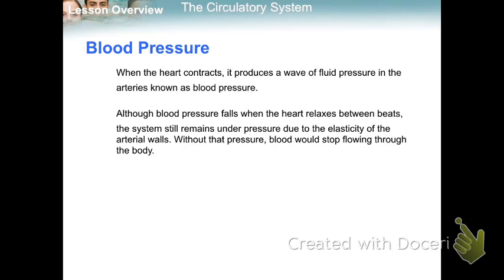As I said before, when the heart contracts, it has a lot of pressure to get that blood all the way through the entire body. That pressure is known as blood pressure. Blood pressure falls between beats when the heart is relaxing, but the system remains under pressure because of the arterial walls. Without that pressure, blood would stop flowing through the body.